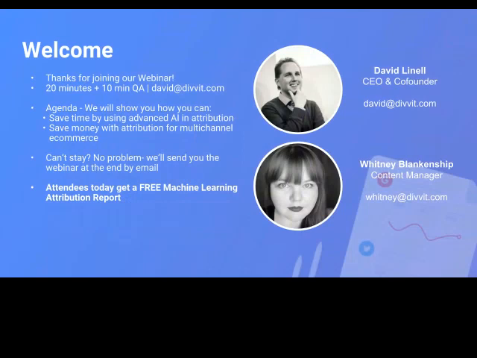What we're going to talk about today is how you can save time using advanced AI and attribution, and how you can save money with attribution for multi-channel e-commerce, because there's a scary amount of marketers who are still using last-click attribution when there are huge flaws. Using a single touch attribution model for multi-channel customers makes no sense, especially when using a multi-touch attribution model can get you 30% more of an ROI.